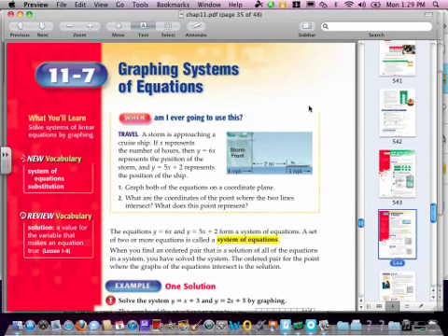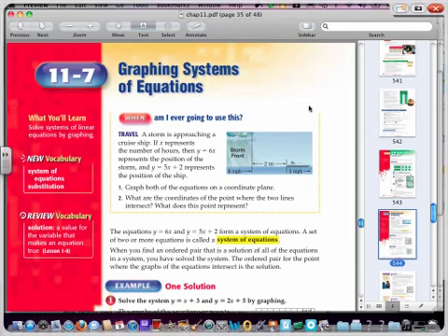Section 11.7, Graphing Systems of Equations. So what we're going to do now is we're talking about if we've got more than one equation and we're going to solve for those. So this gets a little more complicated. So I want you to pay attention, make sure you jot down in your vocabulary what those are.